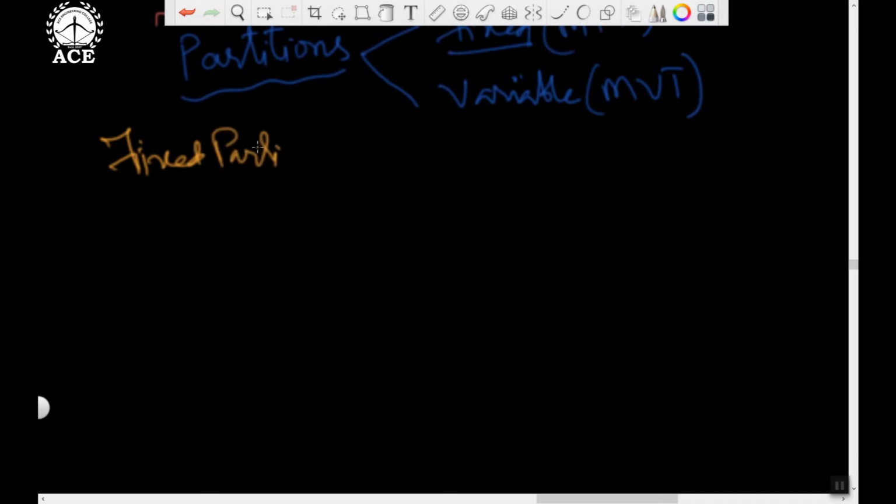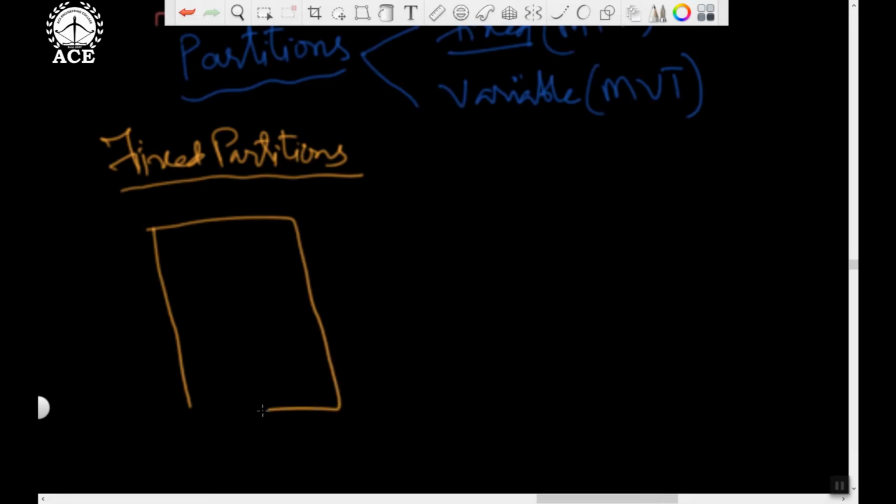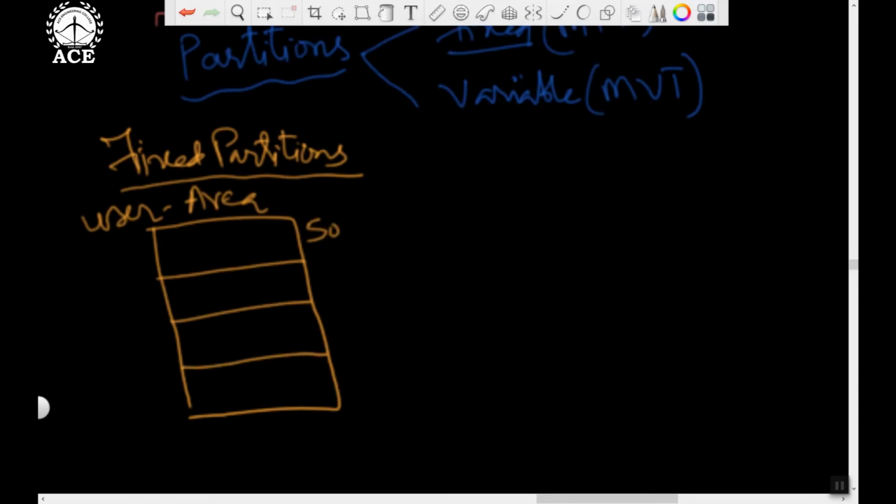So in fixed partitions, I will quickly review what we have discussed in the class so that you can be in a position to recollect it. What is going to happen in fixed partitions? Let me slide the tab down. Okay, so let's say fixed partitions. I hope you are able to see and understand the handwriting.